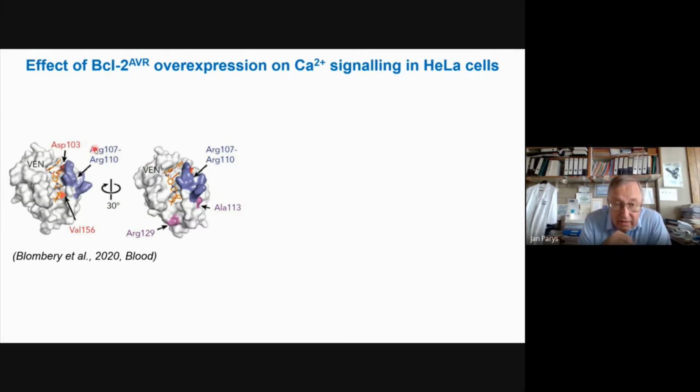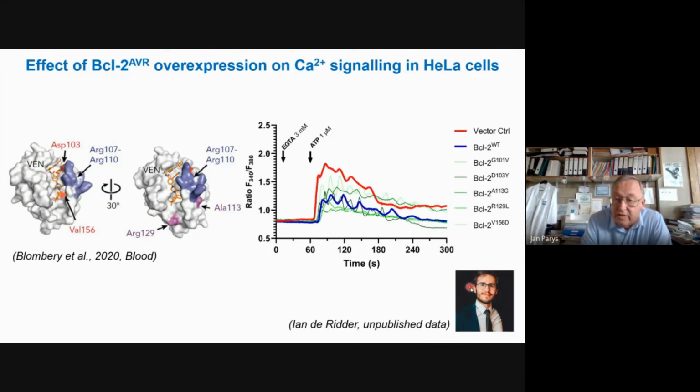It is a project which was taken up recently by one of our bright PhD students, Ian de Ridder, and these are completely unpublished data, so I will just show a number of preliminary experiments, and he expressed various mutations of the BCL2, of those mutations which provide resistance to venetoclax. Calcium traces are shown here.